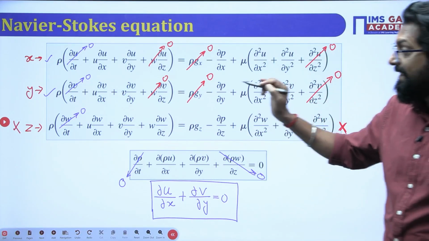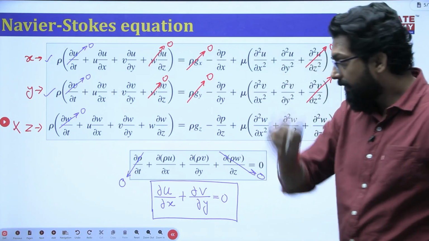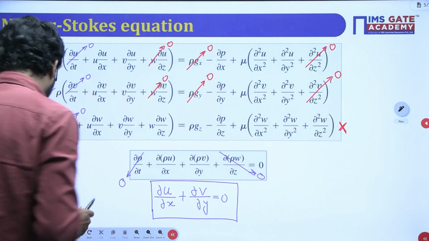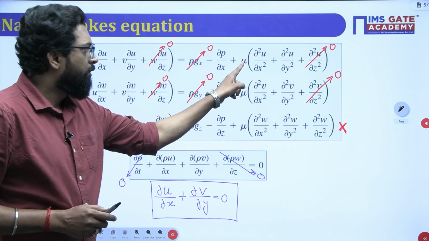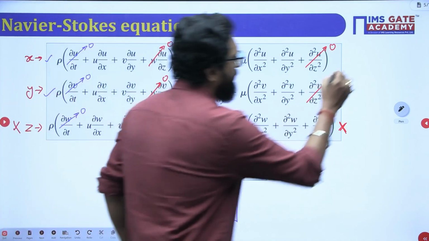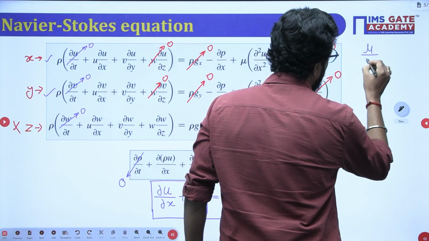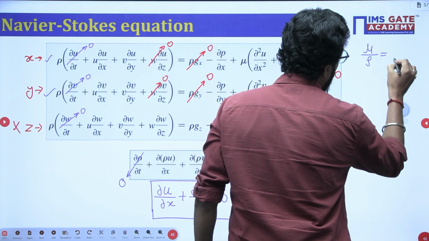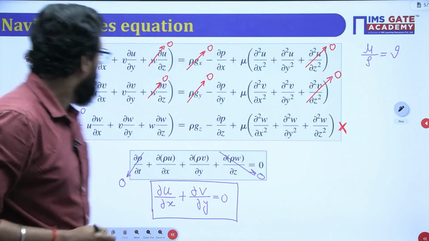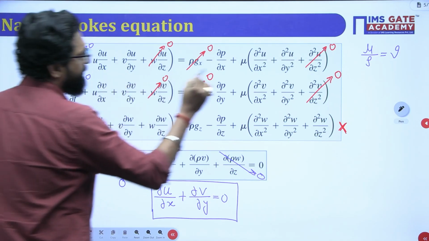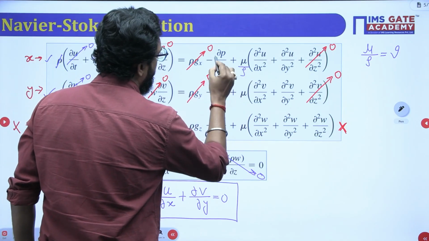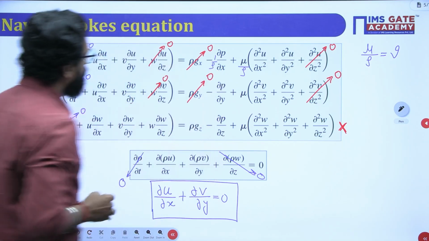So we'll write these two separate equations first. We'll take the density and divide by this term. So mu by rho, what is mu by rho? Mu by rho is also a fluid property known as kinematic viscosity. So if you take this density and divide by here, and here we have also divided by this one. So what is the equation?